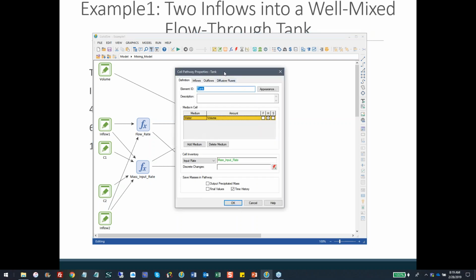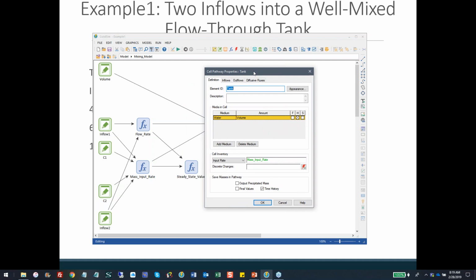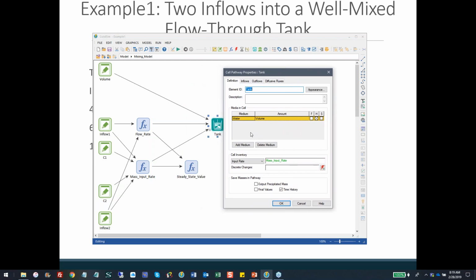If I double click on that, the dialog is quite simple. The dialog says what media exist in this mixing cell. And in this case, it's just one medium, it's water. And how much water sits in the cell. And now I have to say, is there any mass coming into the cell from outside of the system? In this case, I have a mass input rate. Remember, we have those two sources of mass entering the cell. We'll look at that in a minute.